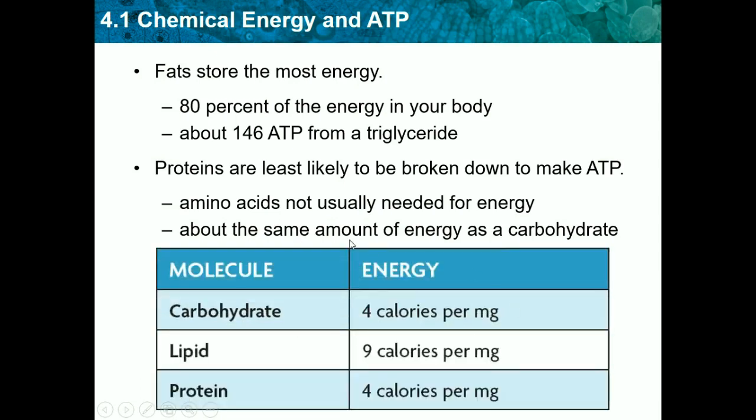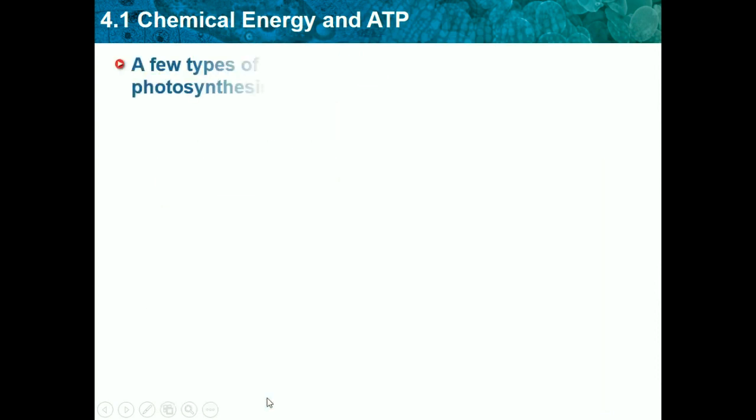This is a chart showing how much energy each molecule creates. Carbohydrates is 4 per gram, lipids is 9 per gram, and protein is 4, same as carbs. We don't really need to remember the numbers, just remember lipids have way more energy, while carbohydrates and proteins have about the same, and carbs would rather be used than proteins.